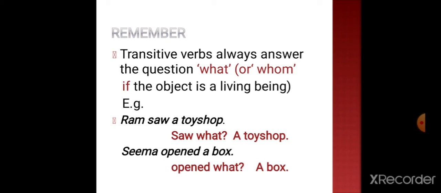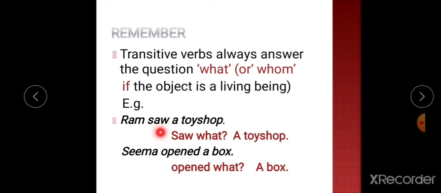For example, students, Ram saw a toy shop. Ram is the subject here, students. Saw is a verb. A toy shop, it's the object. Ram saw what, student? A toy shop. Seema opened a box. Opened what, student? A box.